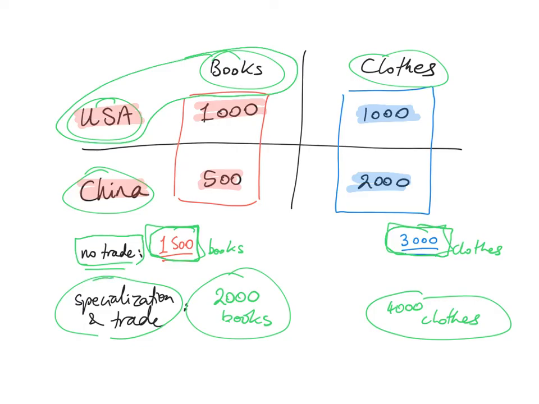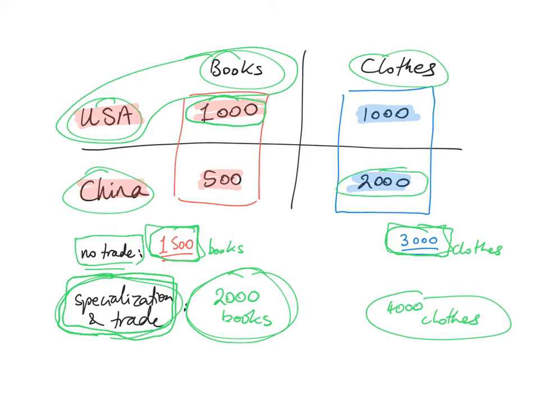But if each country specializes in what it has an absolute advantage in and trades with the other country, the United States will be able to produce 2,000 books, double that amount, because it'll take all those resources allocated to the production of clothing and put them into the production of books. So now the world economy has 2,000 books. China will be able to specialize just in clothing and will produce double the amount of what it produces, and then the world economy will have 4,000 units of clothing. So you can see that if countries specialize in the production of goods or services where they have an absolute advantage, everybody wins. There's more of that good or service available for the world economy.